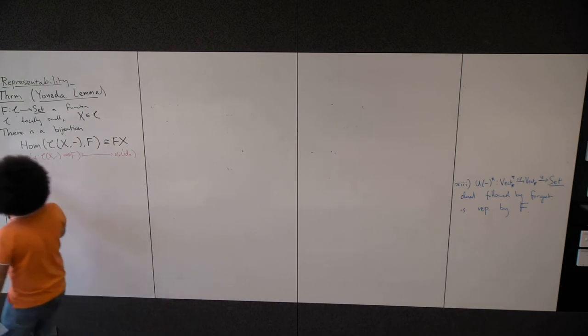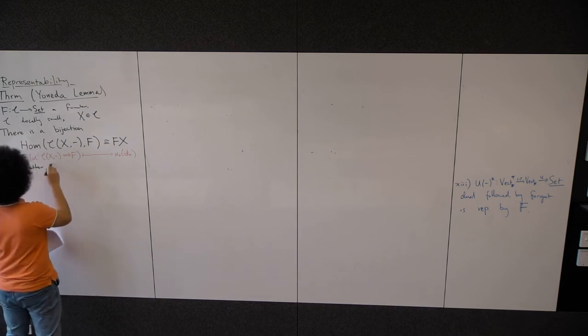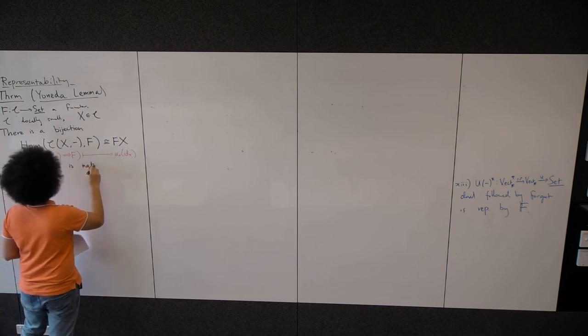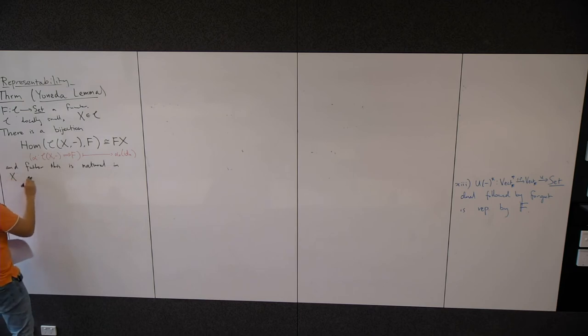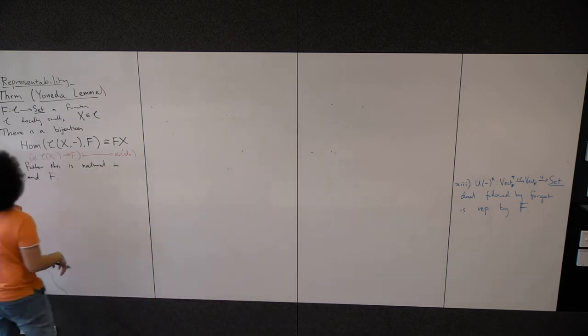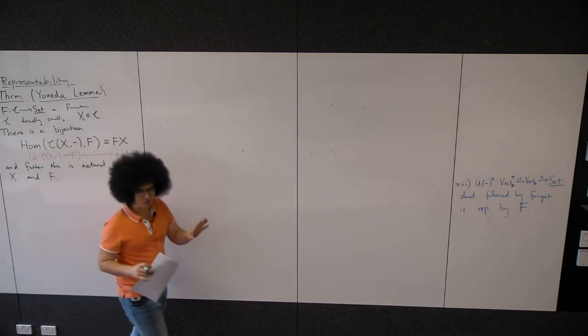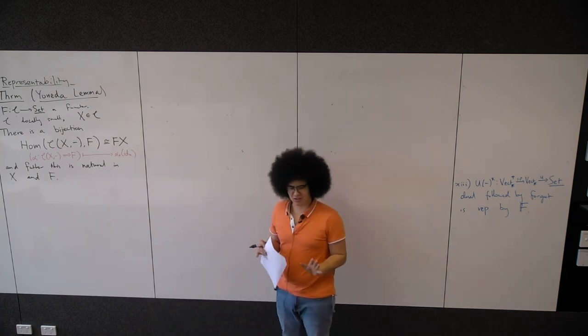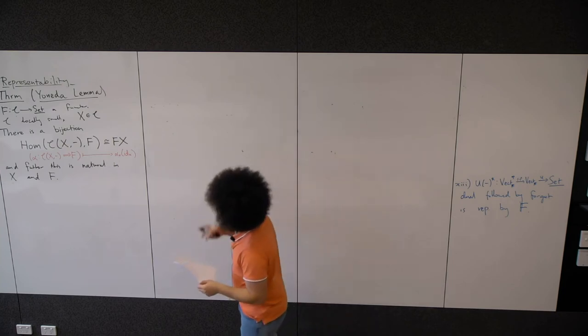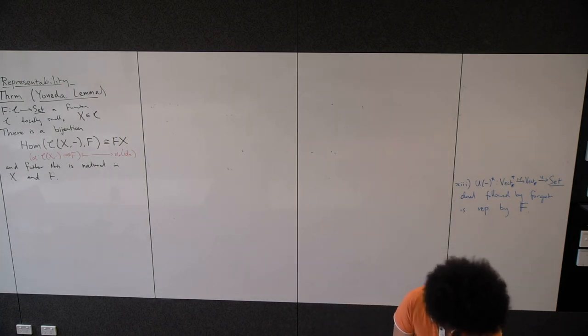All right. And further, this is natural in X and F. All right, so a priori, this isn't a set, like this collection of natural transformations. There's no reason before we start proving the Yoneda lemma to believe that that thing is a set. That's one of the things that we see from the Yoneda lemma, is that that is in fact a set. There is a set of natural transformations. All right, so let's get to it.